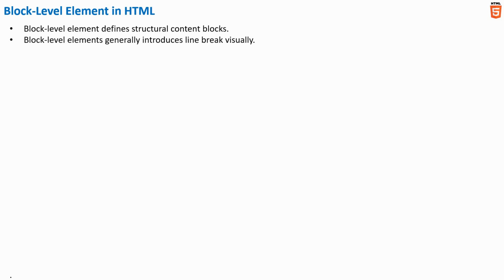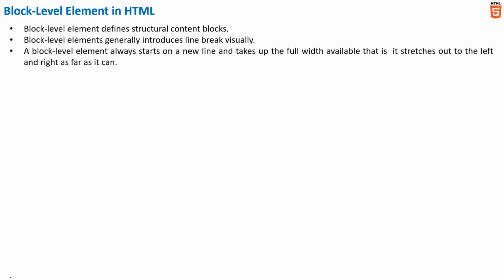The first block level element will be displayed in the first line, followed by the next block level element in the next line. A block level element always starts from a new line and it takes up the full width available. That is, it will start from the extreme left and it will go to the extreme right. That is, it stretches from the extreme left and goes to the extreme right of the browser screen. And whatever we write inside our block level element, that will be capturing the entire line, means it will stretch from the left of the screen and it will go to the extreme right of the screen.